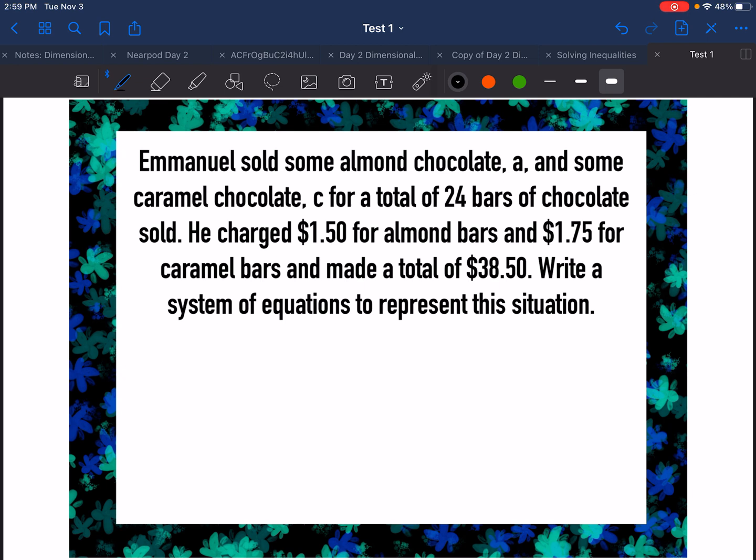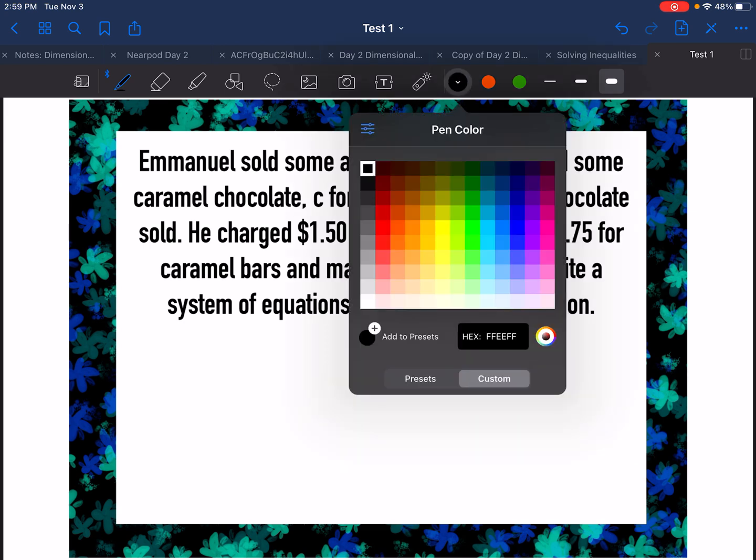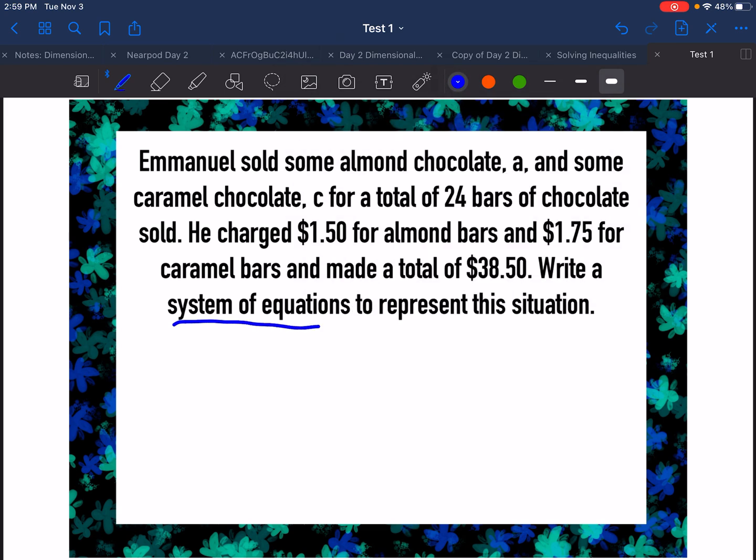Okay, here's how you do this one. Similarly to the last one, they want a system of equations. Means I want 2 equal signs. Let me look for some totals. Boom. 38.50 was one of my totals. And then I see a 24 bars.